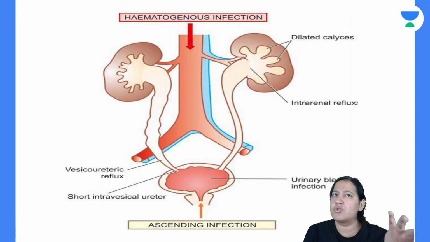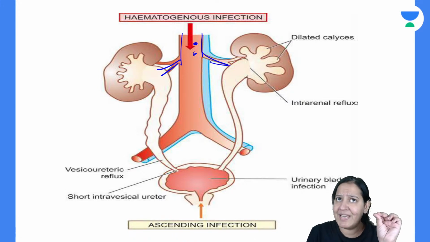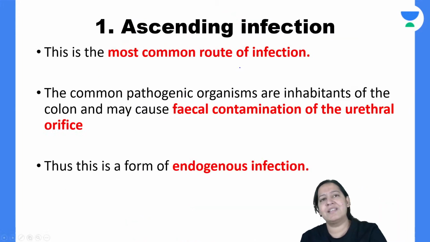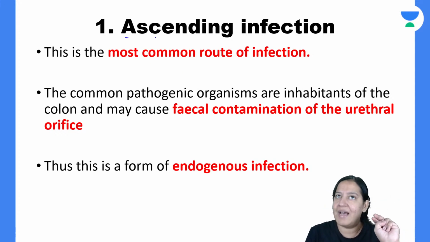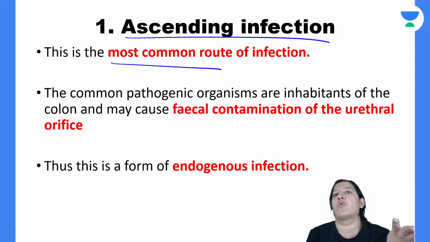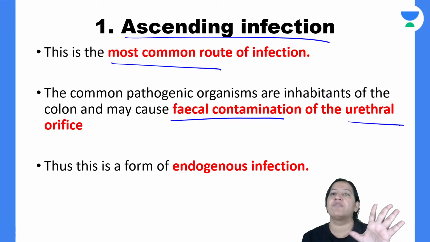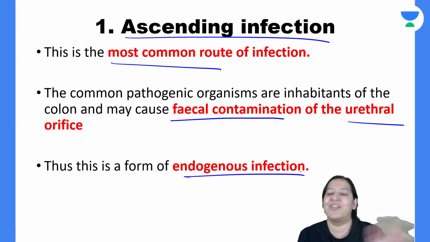What is hematogenous? Through blood. You can see the aorta, and these are the renal arteries. If bacteria is present here in the blood, it can enter the kidney. That is hematogenous. So the 2 routes are ascending and hematogenous. Ascending is more common. It is fecal contamination of the urethra. Have you got it? So we can say it is an endogenous infection.